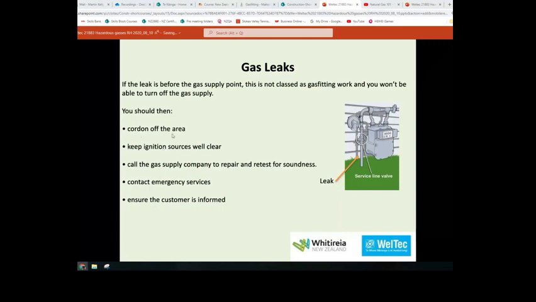So here we go, cordon off the area, pretty much what I just said before. Keep ignition sources well clear. Call the gas supply company if it's anywhere on the inlet side of the meter, or the meter itself or the riser. You would have to call them. If you're not a gas fitter, you'd need to call the gas fitter to resolve that. If required, contact emergency services and make sure the customer and obviously your employer or supervisor are informed of what's happening, and anyone else on site.